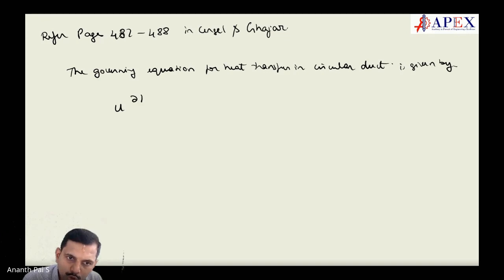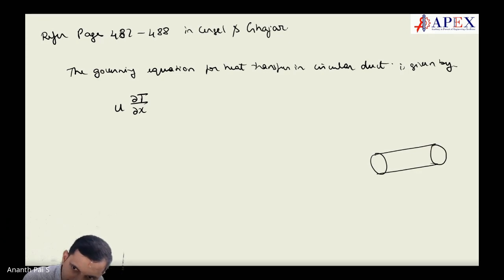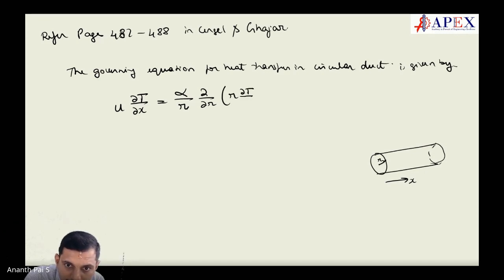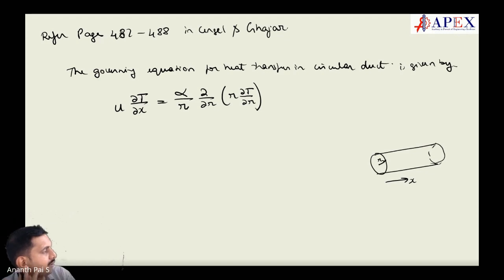Okay, u dou T by dou x, where x is the direction of the pipe. If this is a circular pipe, this is the x direction and this is the R direction. This R here is equal to alpha by R into dou by dou R into R dou T by dou R. This is the governing equation of pipe flow. Change in temperature in the x direction is equal to whatever heat is diffusing in the R direction.